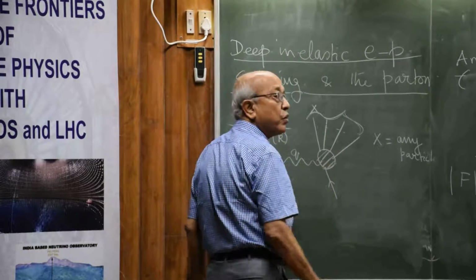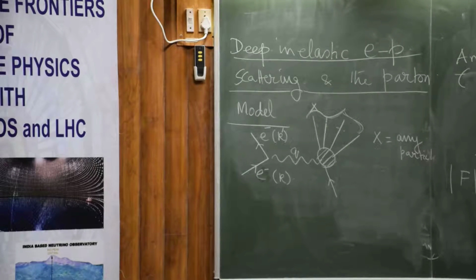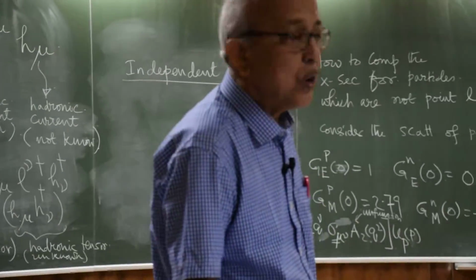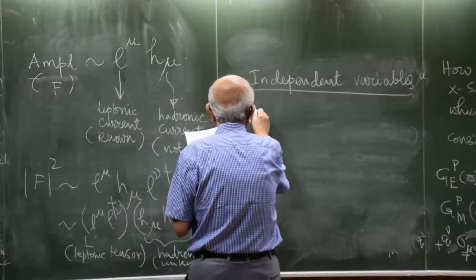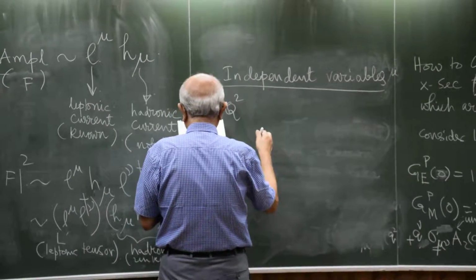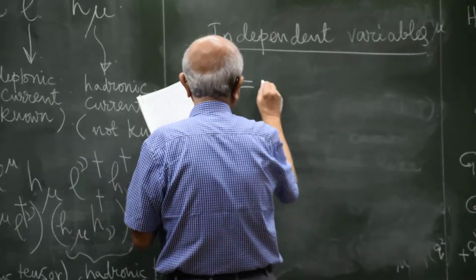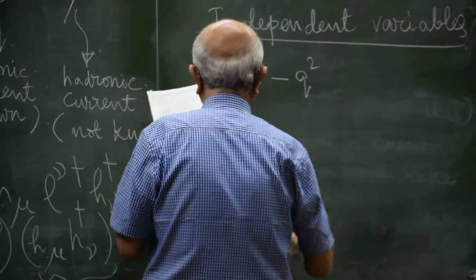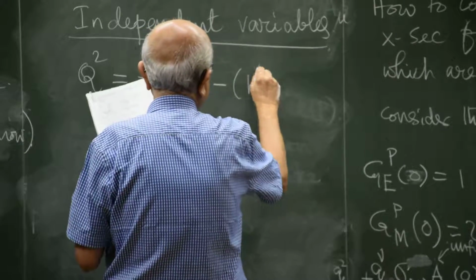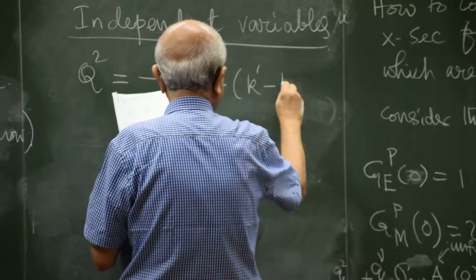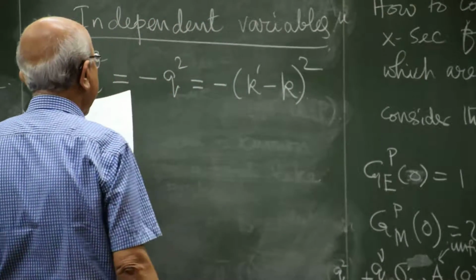Here I have an unknown final state f, whose energy momentum I don't know. So in this process there will be two unknowns. One is of course q square, which is actually written as k prime minus k whole square. So this is the four momentum transfer.